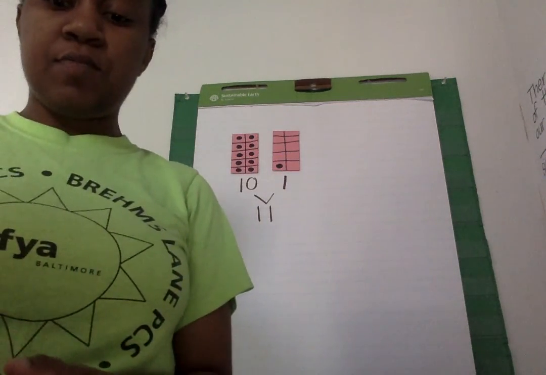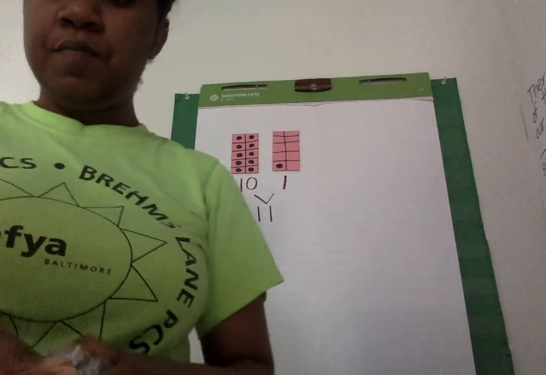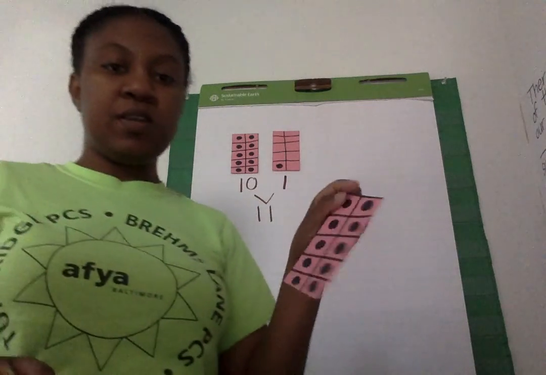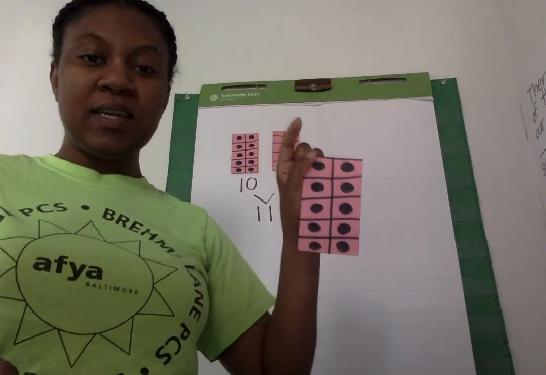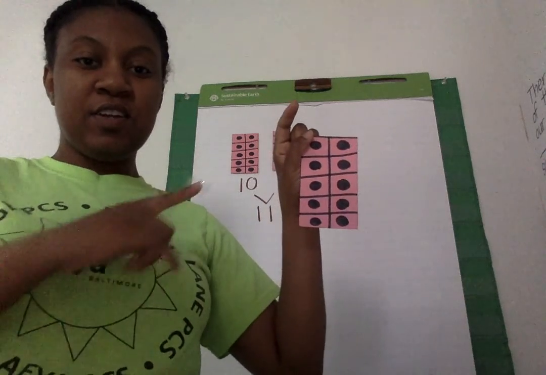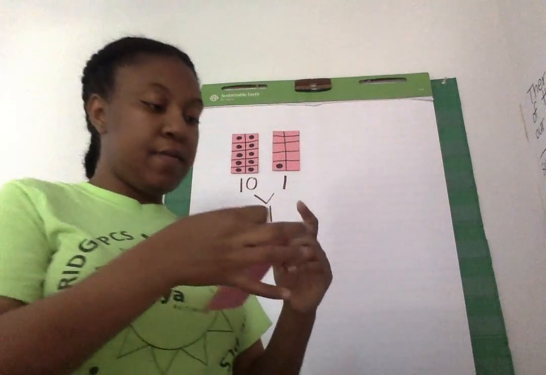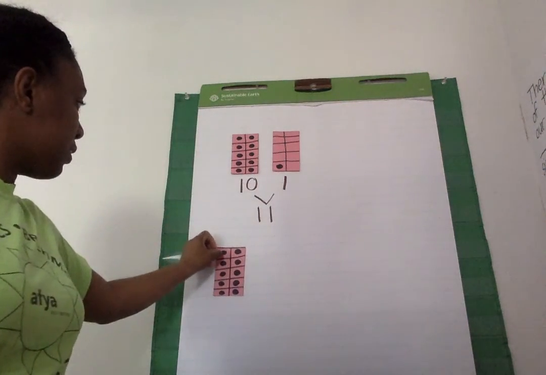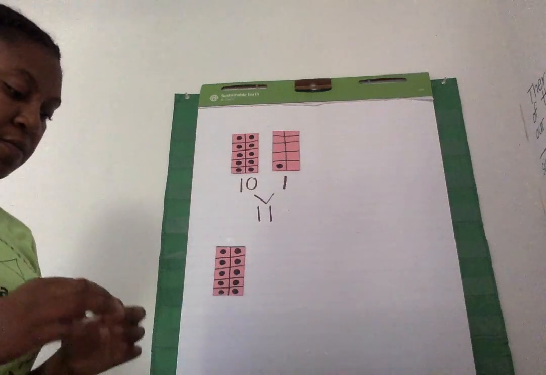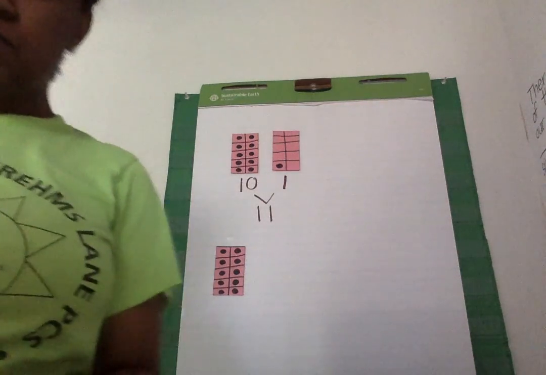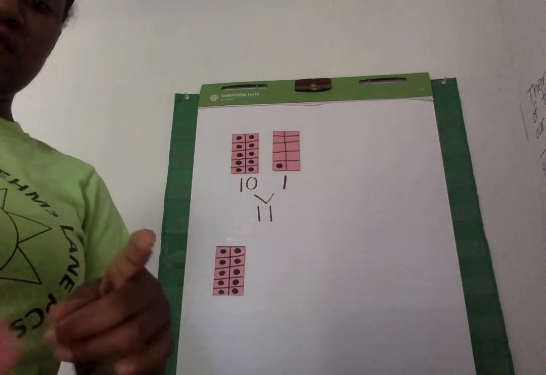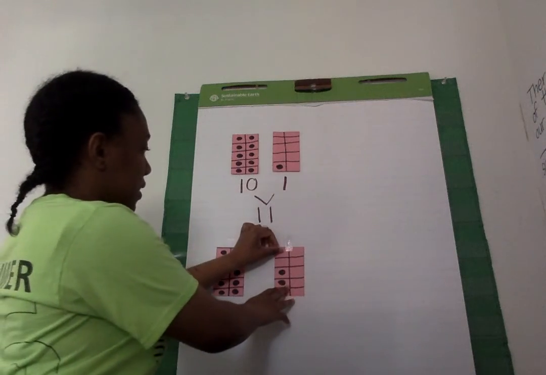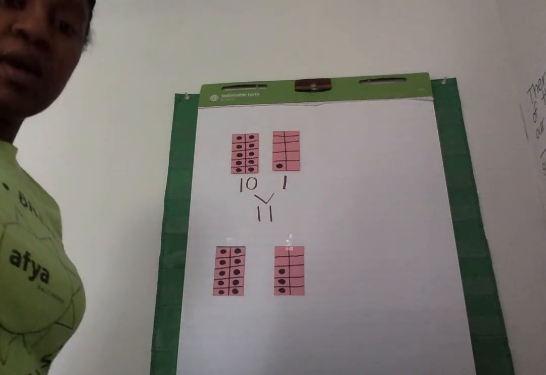Let's try another example. Are you ready for another one? I am. So, once again, we know what this is right here. What is this right here? How many? That's right. It's 10. Just like in the last one. That's 10. So we're going to put 10 up again on our chart paper. If we have 10 right here, and we put this many right here, how many do you think we have?